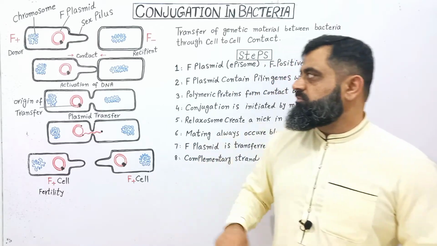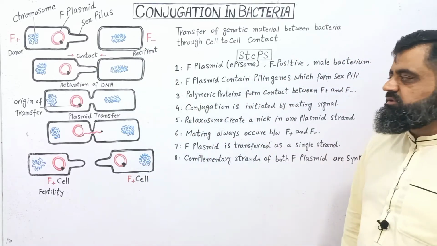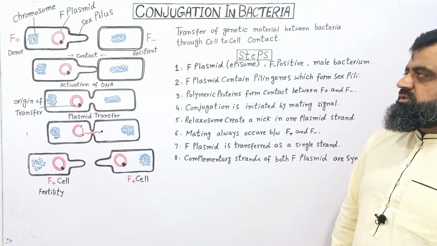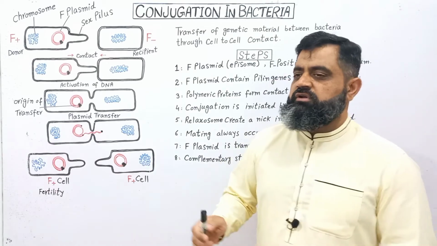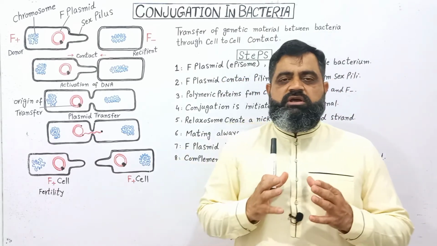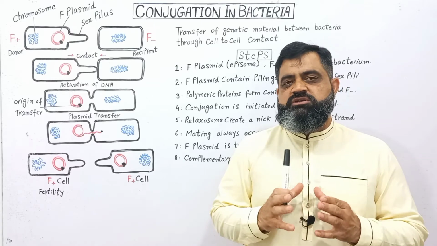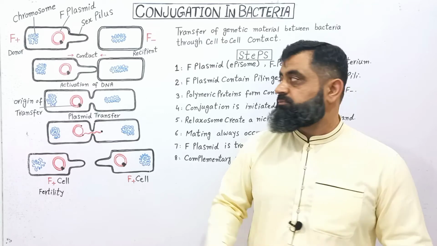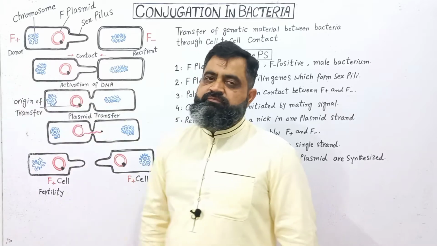I have already made a diagram for you and we are going to discuss the steps. So let's move on to the first step of this process. The first step starts with the structure of a bacterium. We are not going to describe in detail the structure of a bacterium, but we are going to discuss only a few things which are responsible for the process of conjugation. So this is a bacterium. This bacterium is known as F positive.